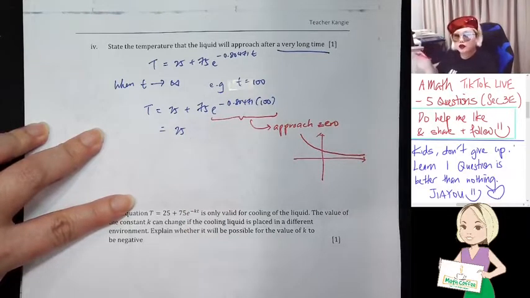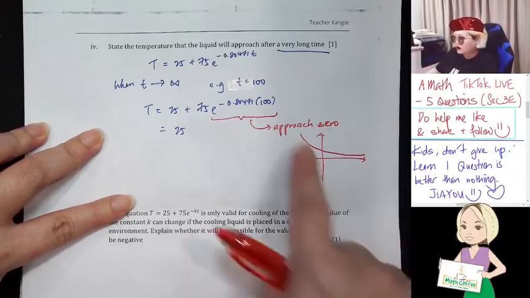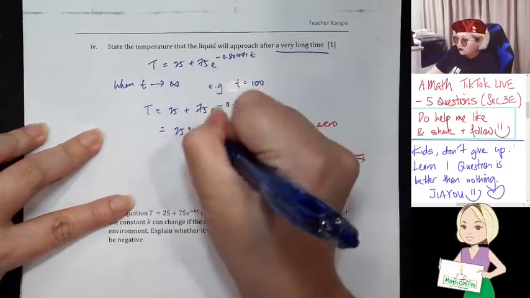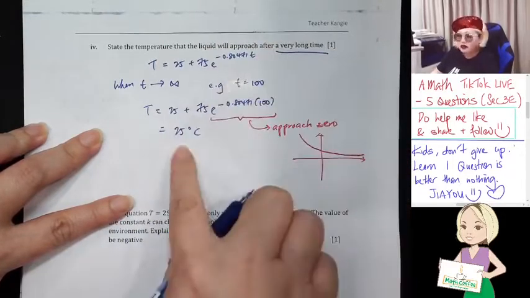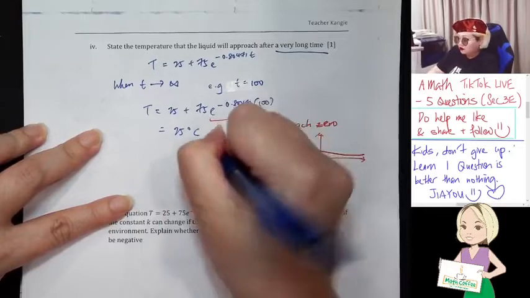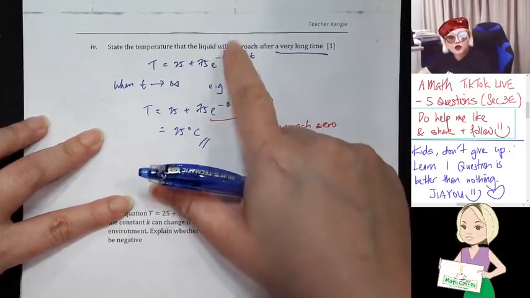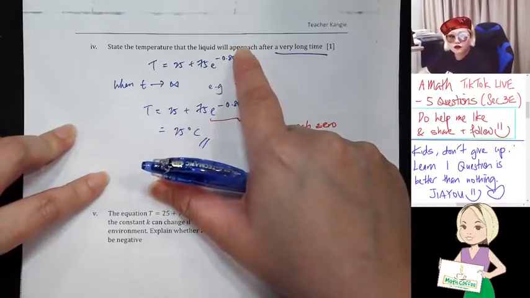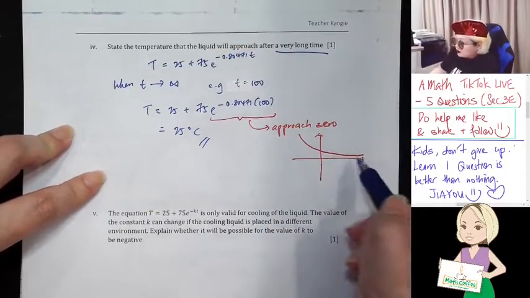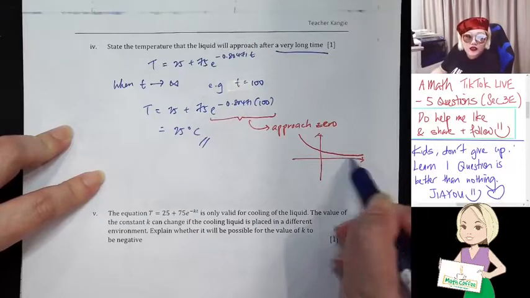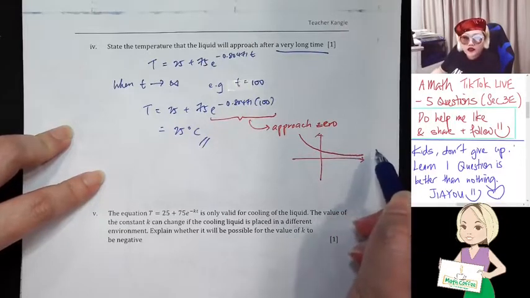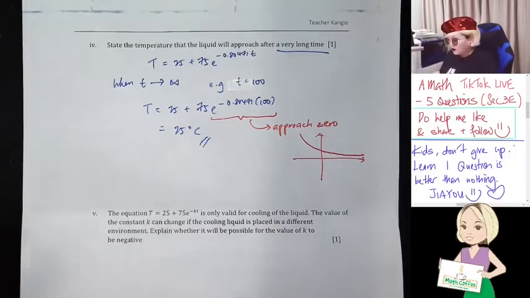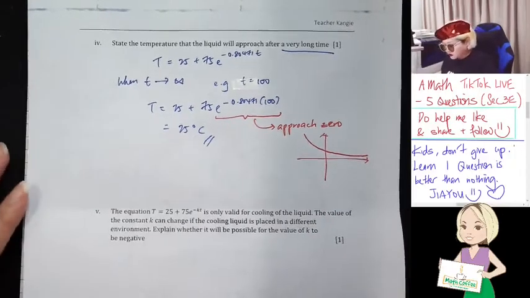The second portion goes to 0 as T increases, just like how this looks. And we know that the temperature that the liquid will approach is 25 degrees Celsius. You don't say that it will become that temperature, you say it will approach that temperature, because when we draw the exponential graph, it never hits the x-axis. It only approaches the x-axis. Understand? Okay, let's move on.